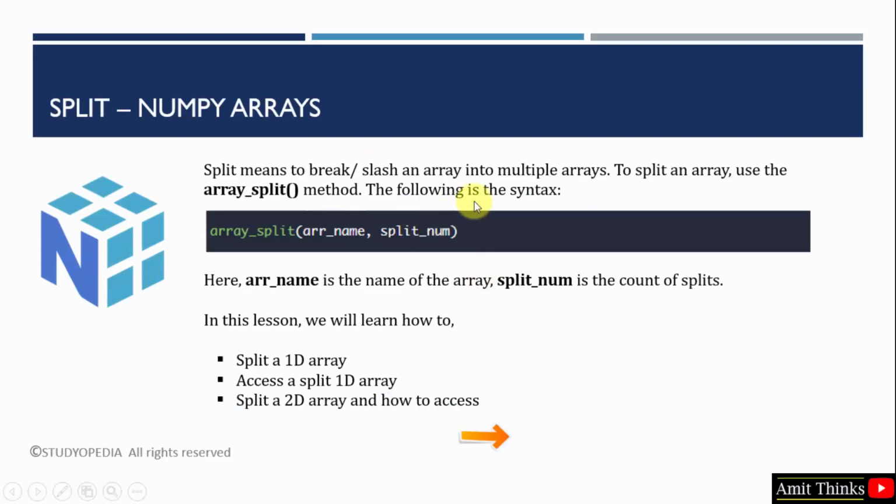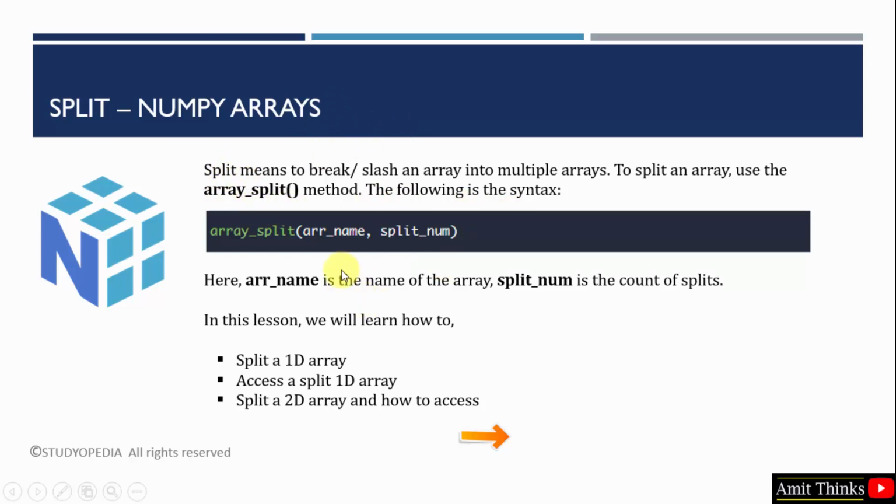Split means we can easily break an array into multiple arrays. Let's say you have an array. You want to break that array into 2 arrays or 3 arrays. You can easily do it in NumPy using the array underscore split method.